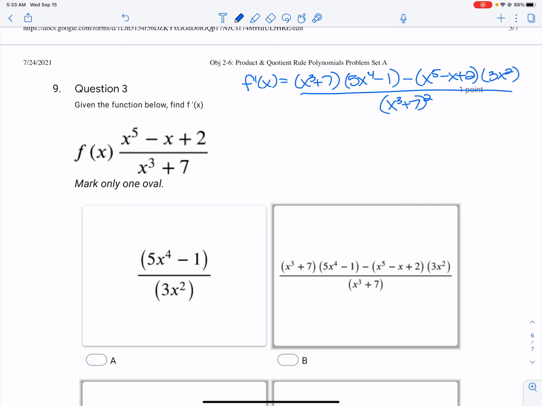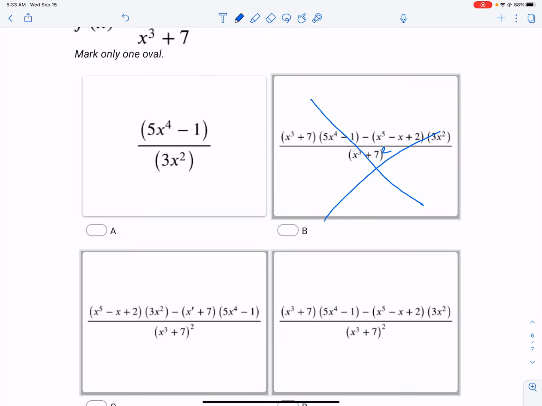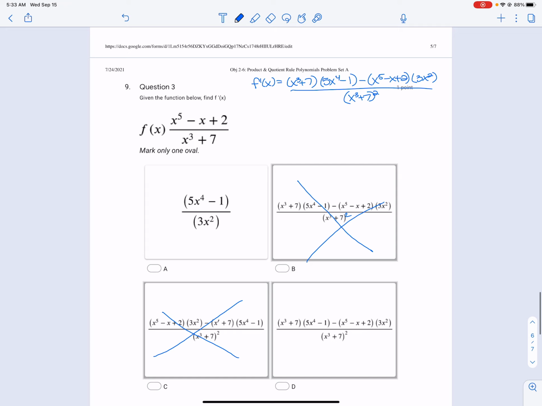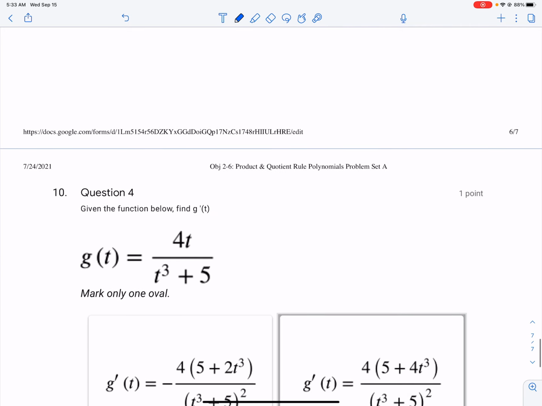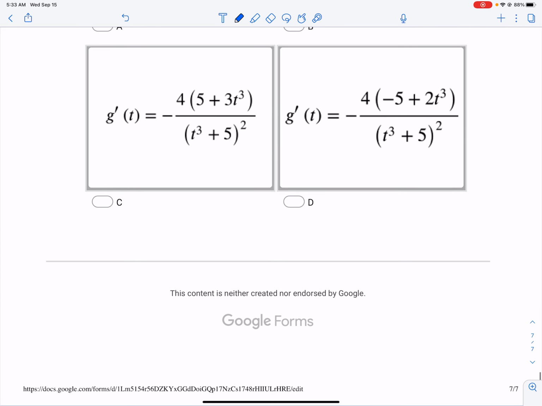Okay, so now I guess I could look and see. This one is not correct because it needs a squared there. This was not correct because it did the first one first. So let's see, x cubed plus 7. Yes, so it is D. Okay. All right, question 4. And then that ends that problem set.